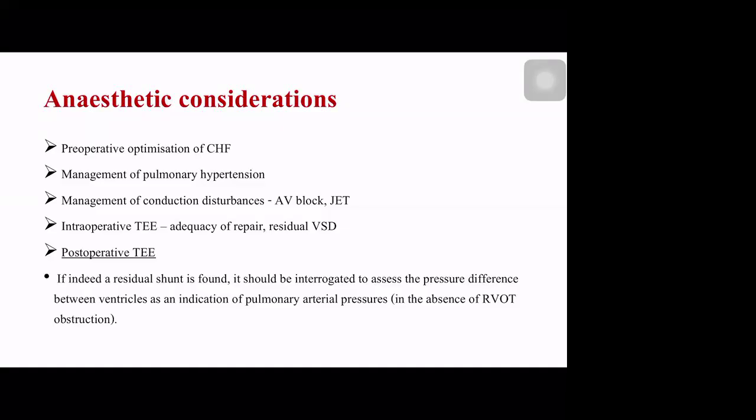And definitely when we are calculating the gradient across the residual VSD or across the shunt, we can calculate the mean pressure and the maximum pressure across the two ventricles, that is the left and right ventricle. And if we get the estimated right ventricular systolic pressure, we can have an idea of the PA pressure, provided there is absence of outflow obstruction.